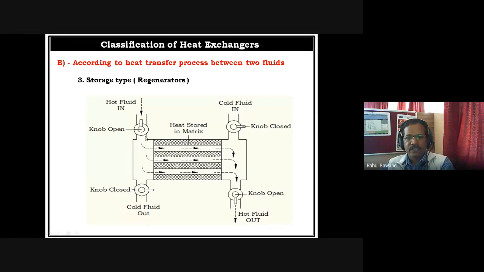For a particular time period, we allow hot fluid, and due to the hot fluid the matrix gets heated. Then we stop the hot fluid flow and allow cold fluid. So during its pass, the cold fluid cools down this matrix, that means it gains the heat. So this is called storage, because heat is stored in the matrix for a particular time period. So it is a storage type heat exchanger, or most commonly it is called a regenerator.